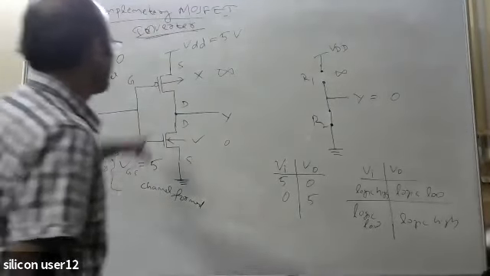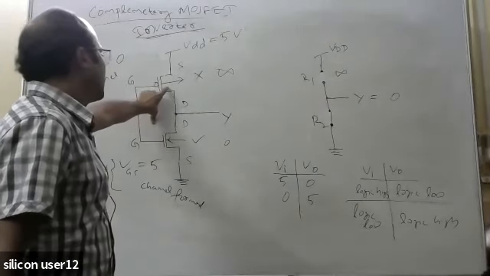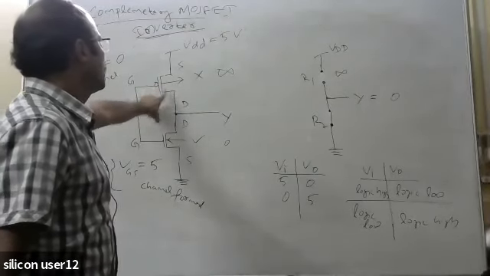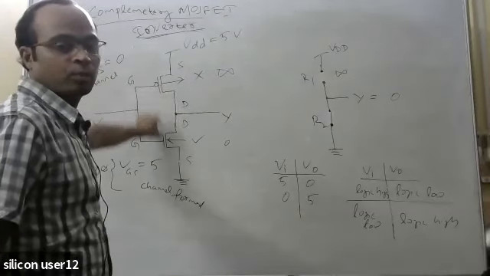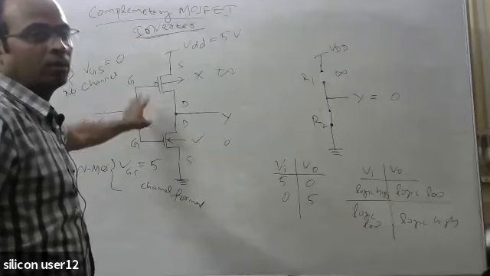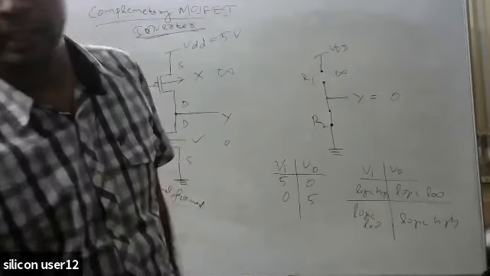Okay, and why is it complementary? Because in this type of circuit, always the lower side will be an NMOS and the upper side will be a PMOS. That means both are complementing each other. Okay, so we'll see a little bit more about it in the next class.